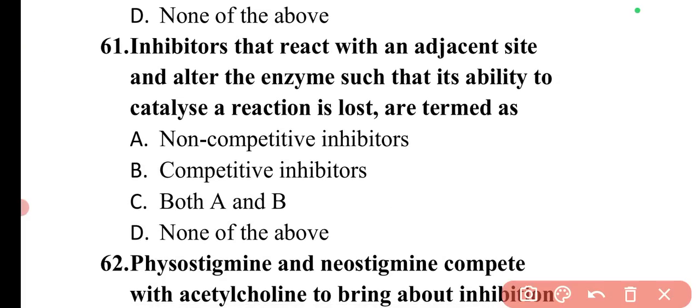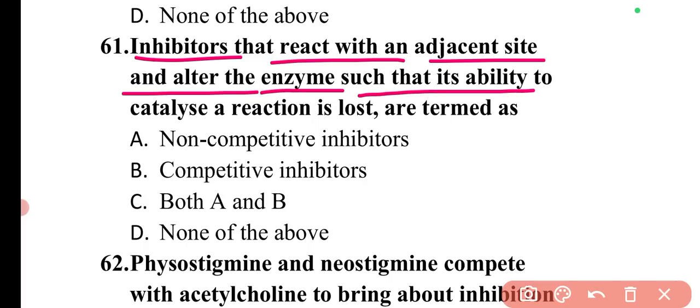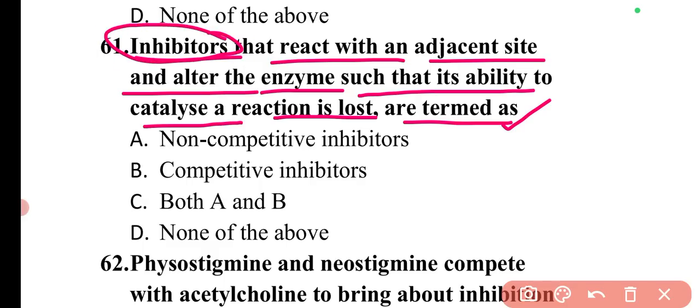Next question is inhibitors that react with an adjacent site and alter the enzyme such that its ability to catalyze a reaction is lost are termed as. So these are basically those inhibitors which react with the adjacent site and alter the enzyme's activity in a way that the ability to catalyze a reaction is lost.